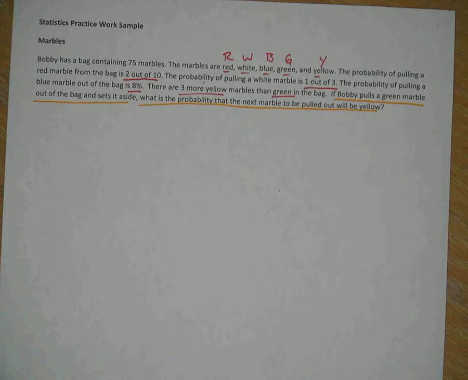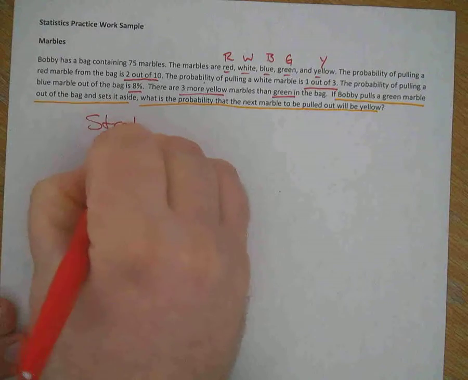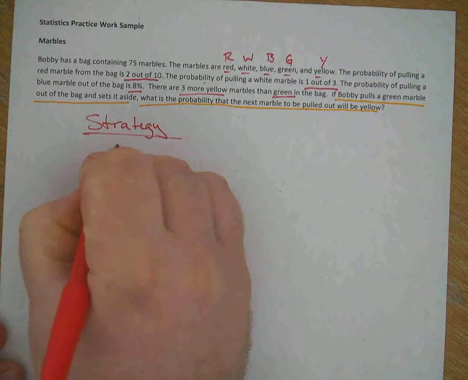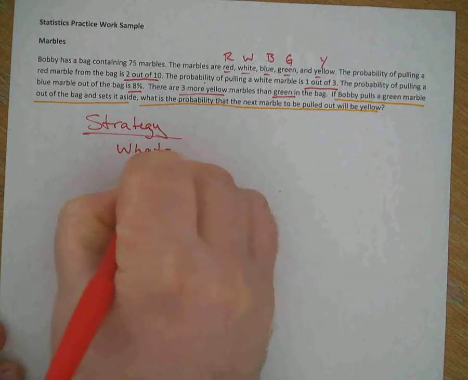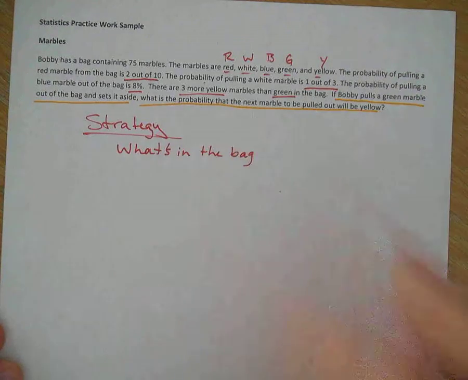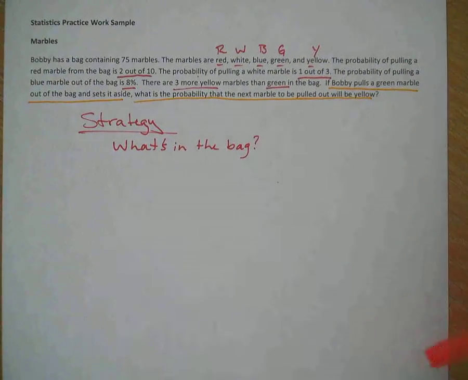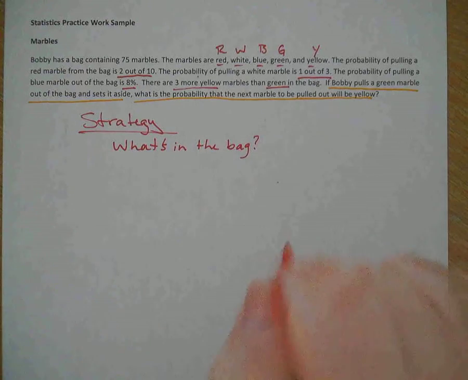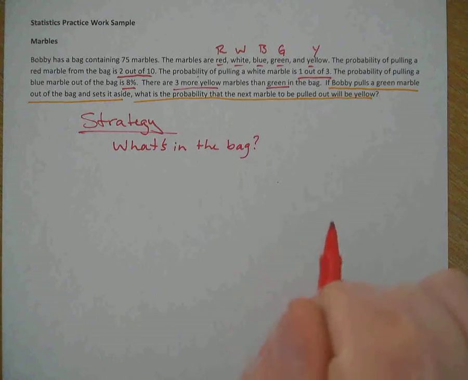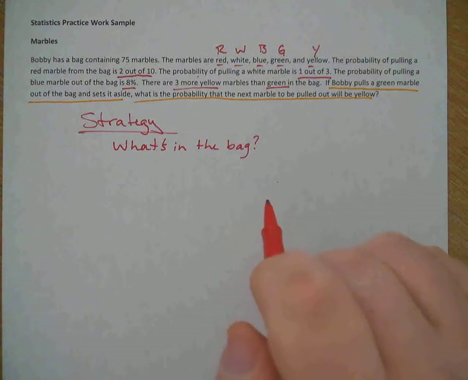So let's go ahead and look at a basic strategy for this work sample. Really, the first thing I need to do is find what's in the bag. For that, I want to know how many of each type of marble are in this bag: how many red, white, blue, green, and yellow, very detailed as to how many of each. I'm going to use my probability rules and the information I'm given to figure that out. That's your first step.